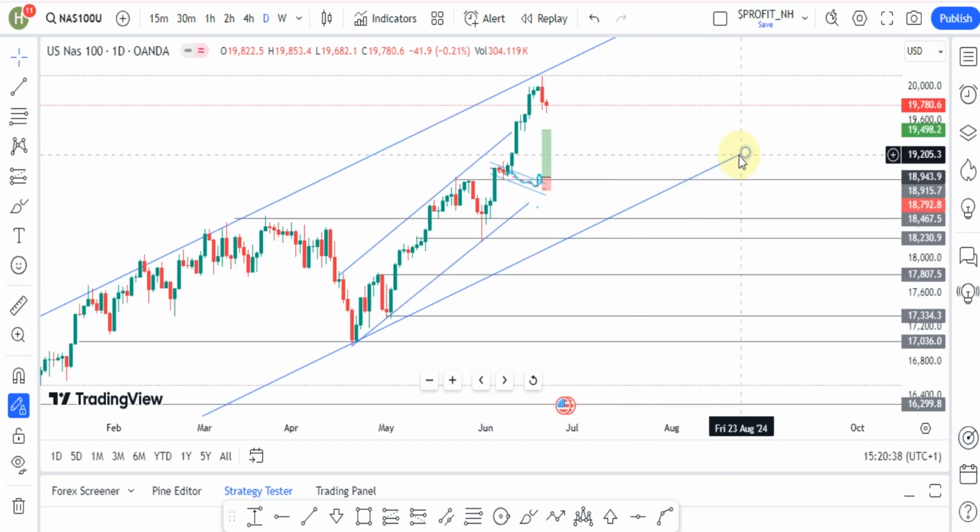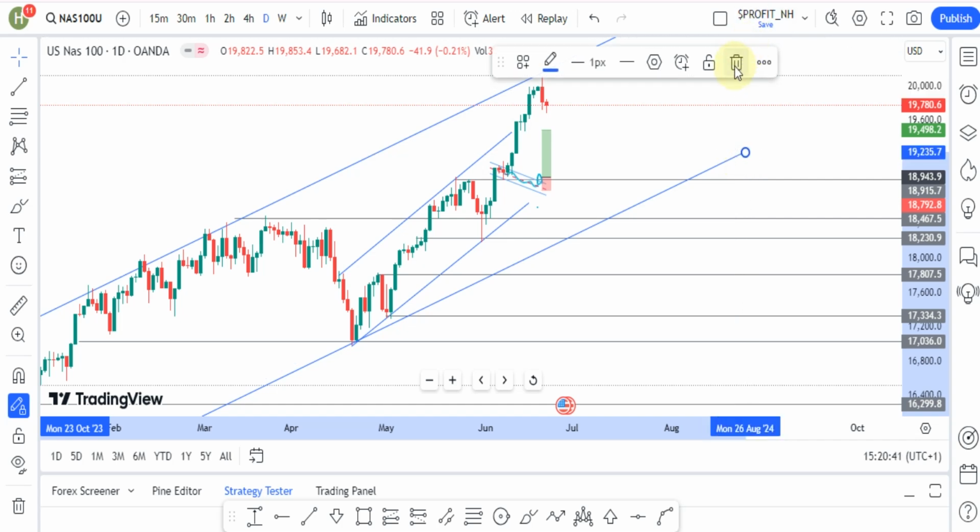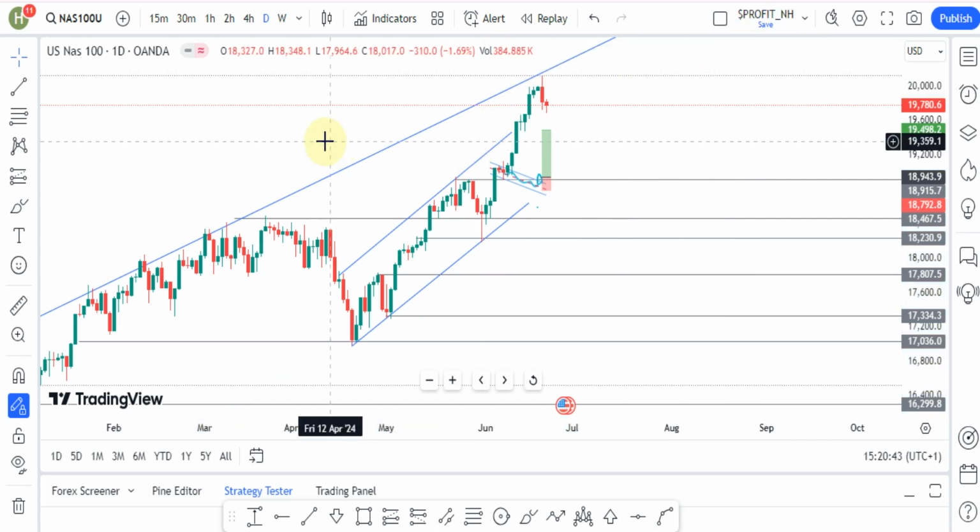And also these trend lines that I'm having, these are from the bigger time frame. So let's look at the immediate structure that the market is giving us down here.